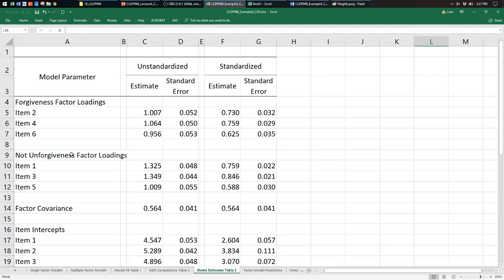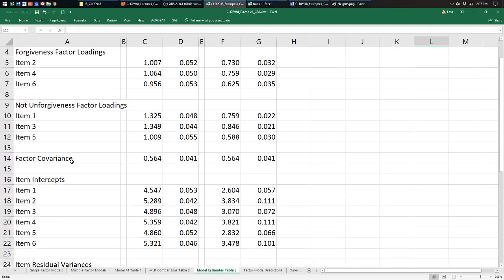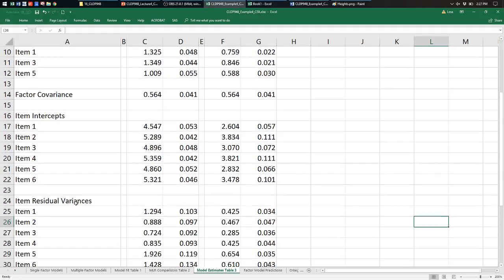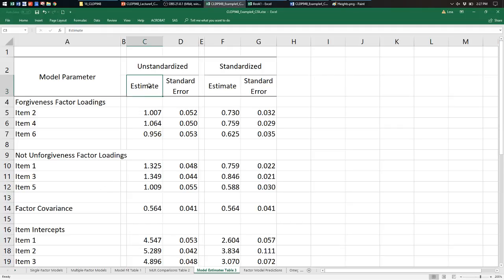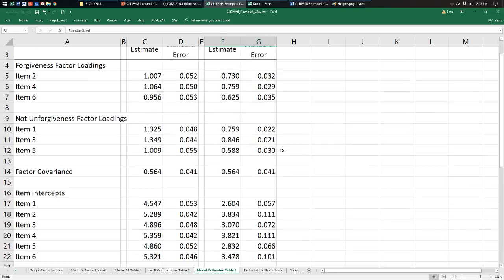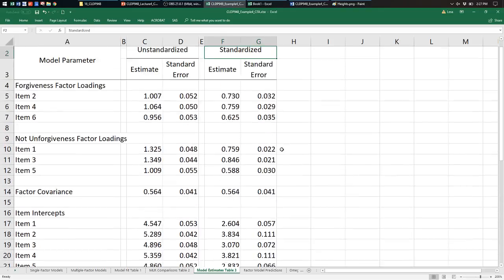So I have the loadings, the factor covariance, the intercepts, and the item residual variances. And I have the estimate and its standard error in the unstandardized solution, as well as the estimate and standard error in the standardized solution. So that's probably a bit more than you would typically see, but whenever you give a parameter, you need to give its standard error. P-values in this case are basically useless, so you can get rid of those columns.